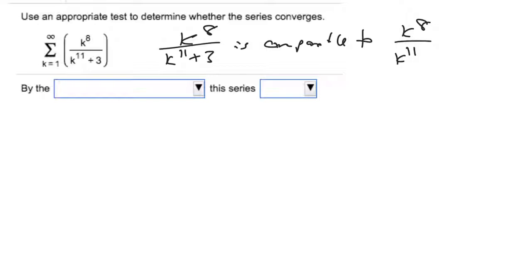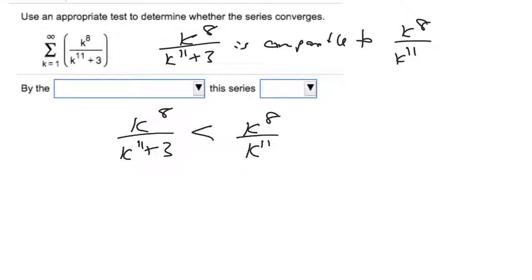So the reason here that the comparison test is easy is because these two expressions, k to the 8th over k to the 11th plus 3 and k to the 8th over k to the 11th, are identical except for the denominators, and the expression on the left has a larger denominator. So what we learned was larger denominator means smaller fraction. So I know for a fact that this is always true, that k to the 8th over k to the 11th plus 3 is actually less than k to the 8th over k to the 11th.